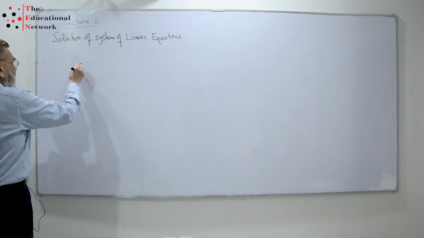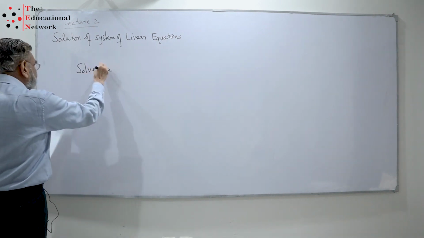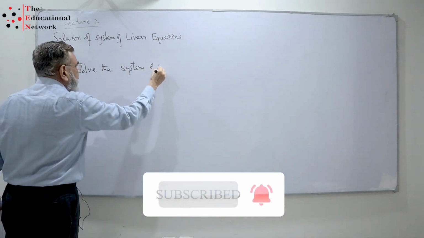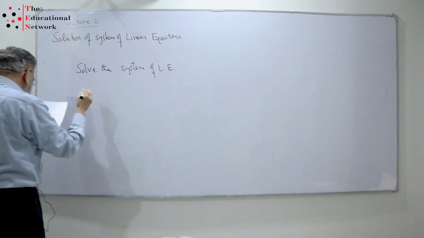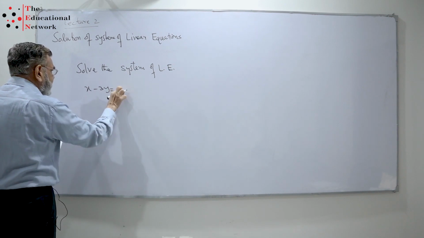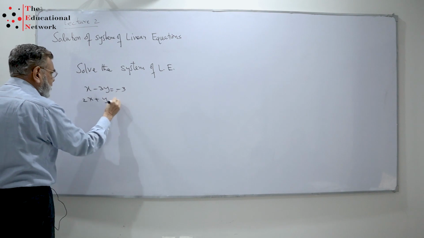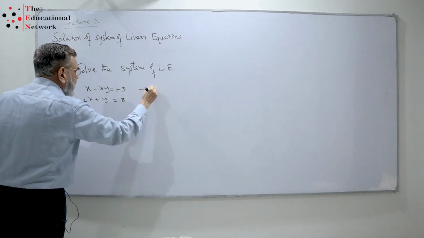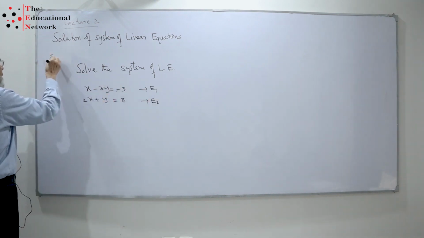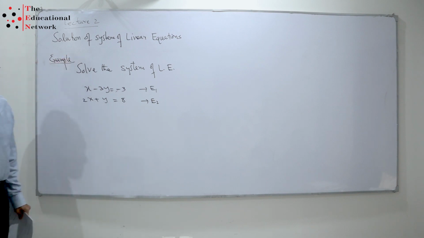We take a very small example for this one, where we want to solve a system of linear equations. The example I'm going to take is x minus 3y equal to minus 3, and then I have the equation 2x plus y is equal to 8. This is my equation 1 and this is my equation 2. I want to find the solution. In this example, I just want to show you that there is a solution, or there is no solution.